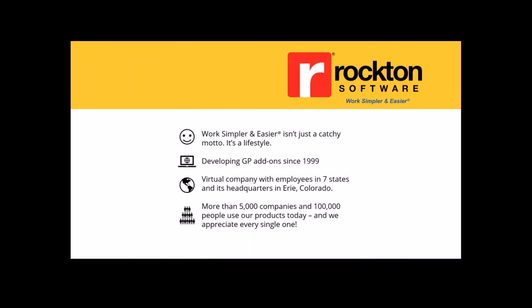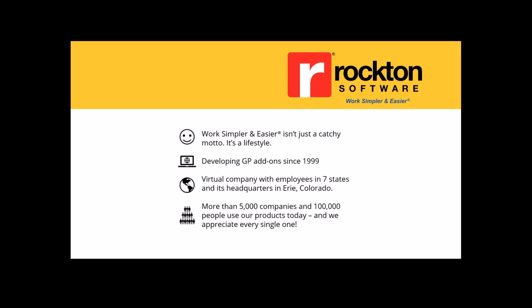First, let me tell you a little bit about Rockton software. Our goal for our products is to make your work simpler and easier so you can spend your time on more important tasks. Rockton software has been around since 1999. We started as an ISV selling add-on products for Dynamics GP and have also become an Acumatica reseller. We're a virtual company with employees in 7 different states and headquarters in Erie, Colorado.